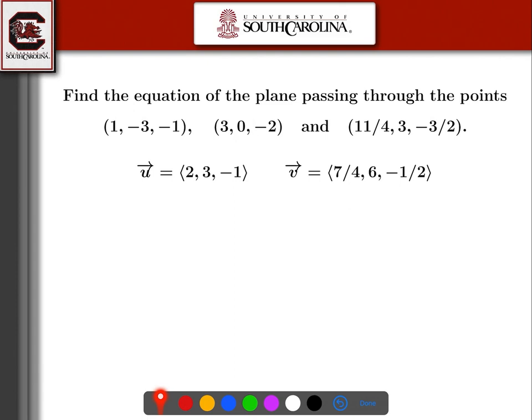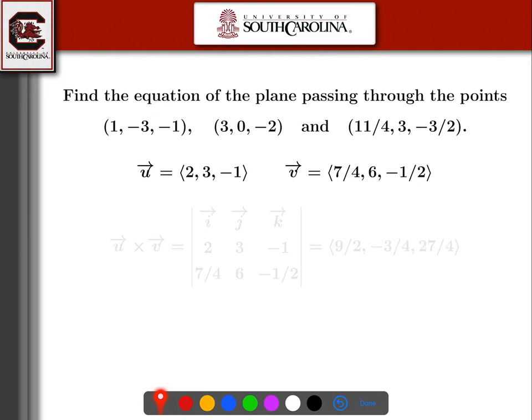You can see these vectors aren't multiples of each other. If I want to multiply this times something to get this, I would have to make it a 2 in order to get a 6 for the second component. But then I would need to multiply by 2 here, and that's not giving me 7/4. So it's not true that something times this is going to equal this. So that means that these 3 points are non-collinear.